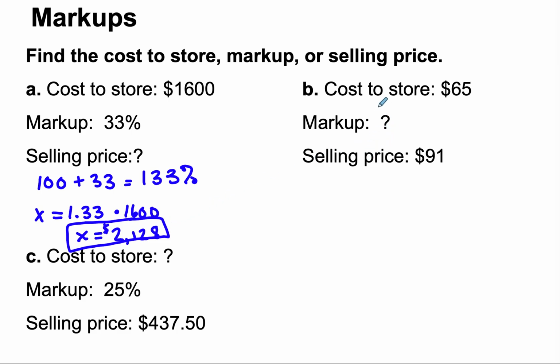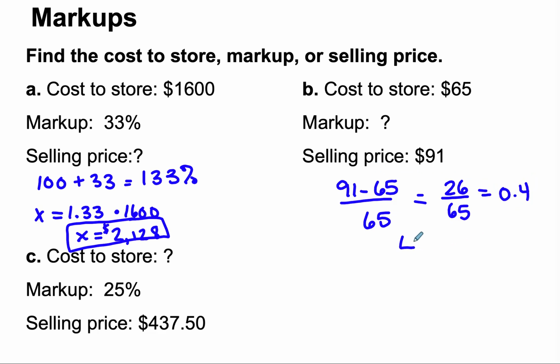All right, let's take a look at this next one. We're missing the percent, so we're going to do percent change. 91 minus 65, dividing by the original, which is 65. 91 minus 65 gives me 26 over 65. And when I do 26 divided by 65, I get 0.4. That is going to be a 40% markup.